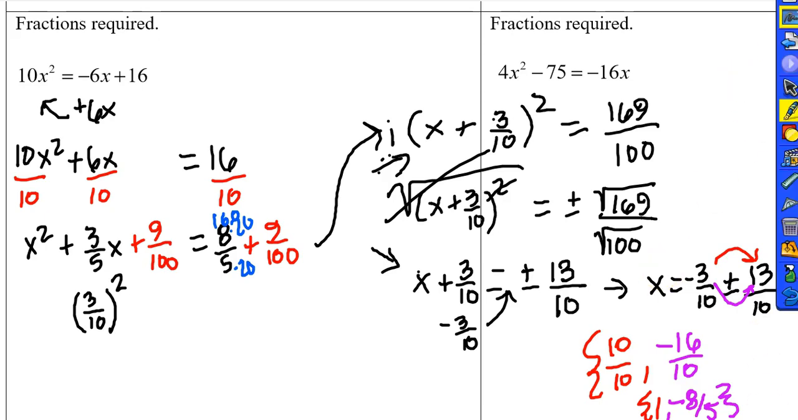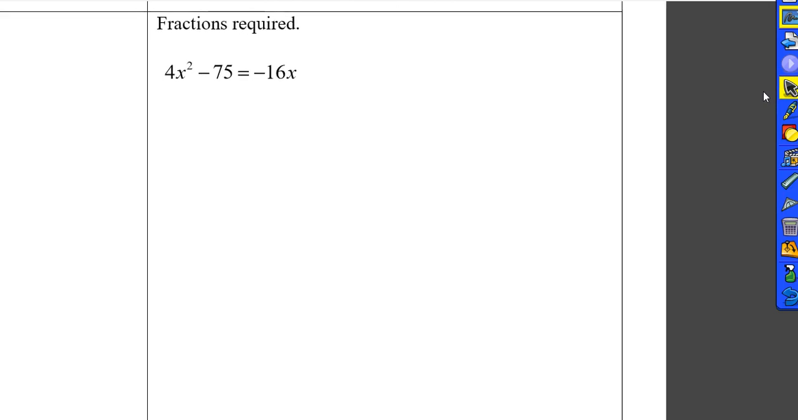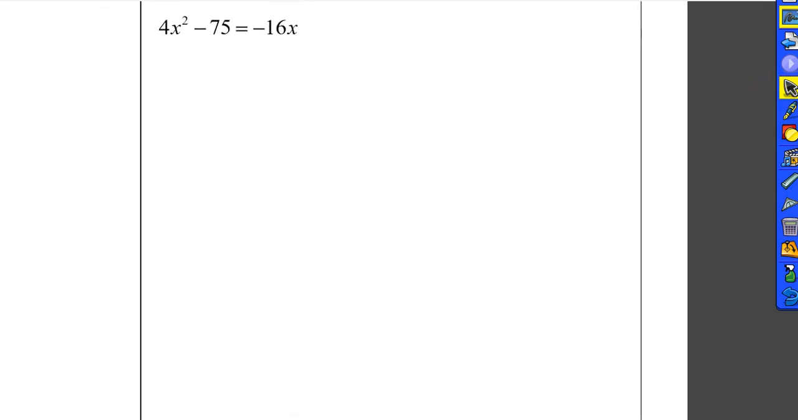Okay, the last one we have to do creates fractions as well, but it creates a really different frustration. It's a little easier to solve, but the answer is frustrating. So let's take a look at this one. We're going to rearrange it so the x's are on the same side. So I would write this as 4x squared plus 16x, leaving my space to complete the square, equals 75, right? Because we would add 16x to that side, add 75 to that side.